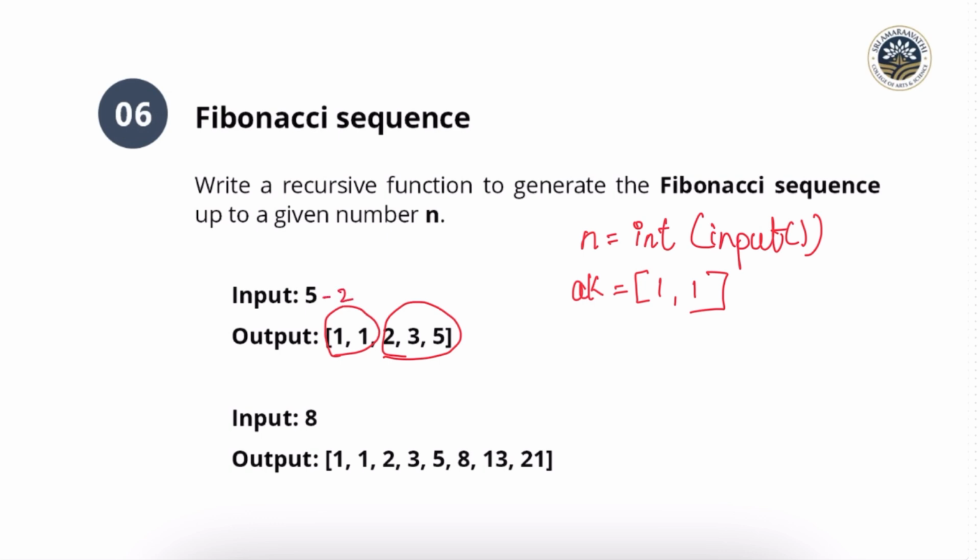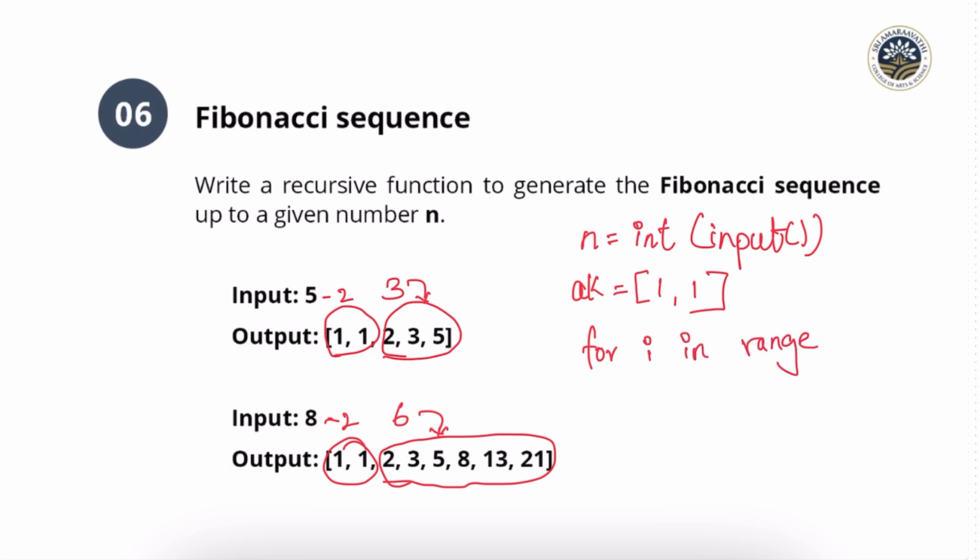Here in 8 also, these two elements are common, and I need to find the remaining 6 elements, which is nothing but 8 minus 2, 6 elements. 5 minus 2, 3 elements. This is only what I need to find, right? Then how many iterations are there? For i in range of n minus 2. Hope you all understood why this n minus 2 came.